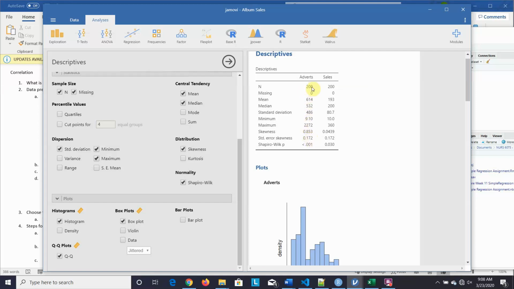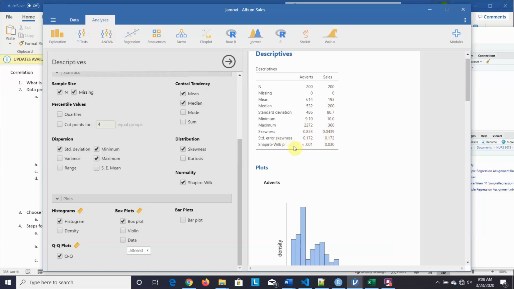The saving grace here is we do have 200 observations. So that's a nice large sample size. If you remember, a large sample size is usually 30 and above when we're doing statistics. So we're above that. So normality isn't going to kill us here, but it definitely is not normally distributed. Sales: 0.04 divided by 0.17. That's definitely well below 2.